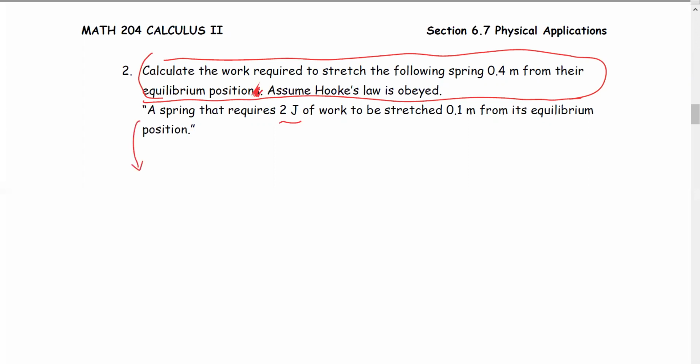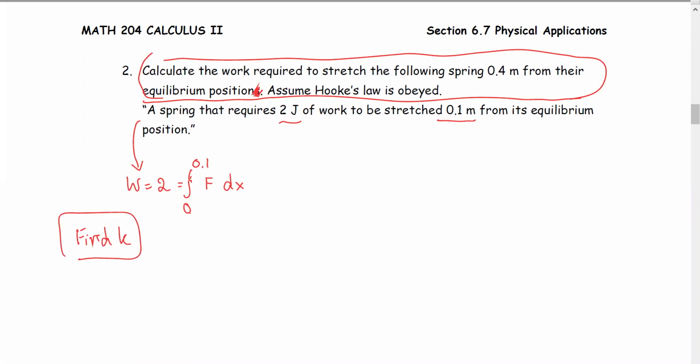Based on the information provided, W equals 2, as work can be calculated by a definite integral from the equilibrium point. The problem says the work to stretch 0.1 meters from its equilibrium position. Equilibrium position is 0, stretched in the positive direction to 0.1 meter, multiplied by F, the force, with respect to x. We do not know what K, the spring constant, is. We're going to find K.